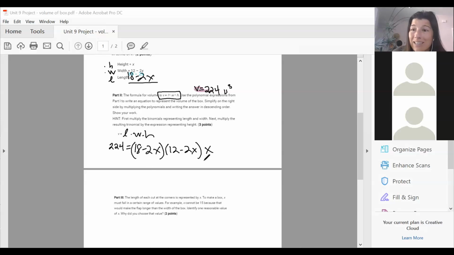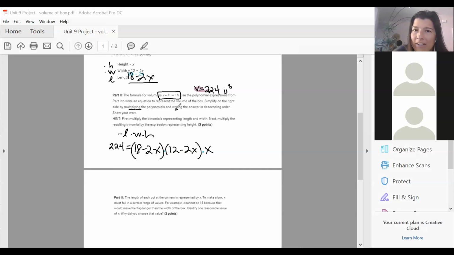So look at, we have three terms being multiplied by one another. Good, and Katie put in multiplication signs in between, which you can put or not put. When parentheses are touching, that implies multiplication is happening. Good. So we have written our equation, and what does it say? Simplify on the right side by multiplying the polynomials and writing the answer in descending order. So we need to multiply the polynomials.